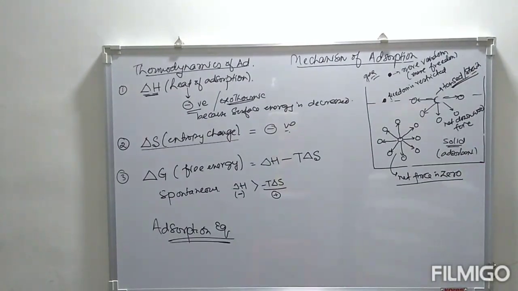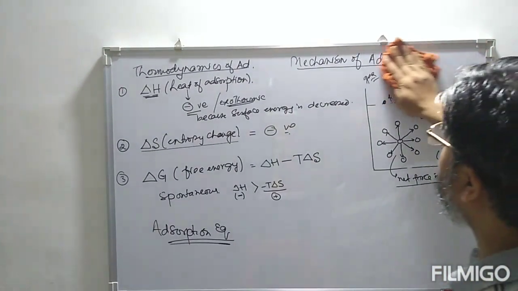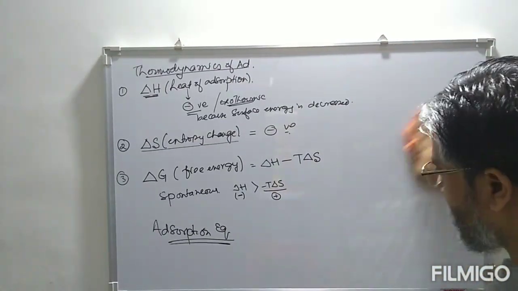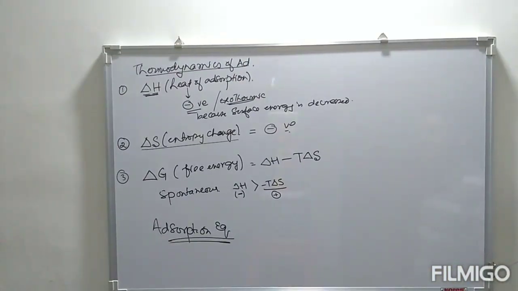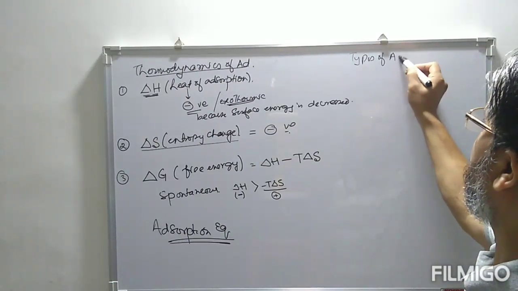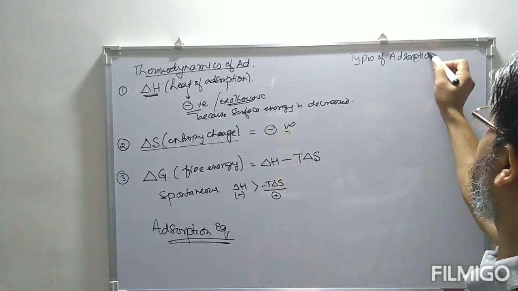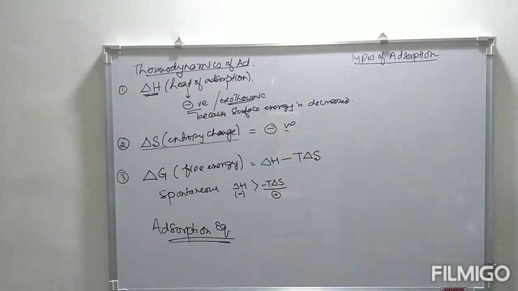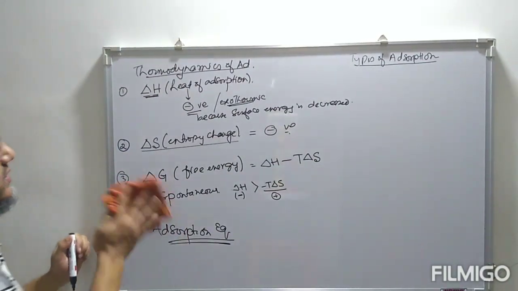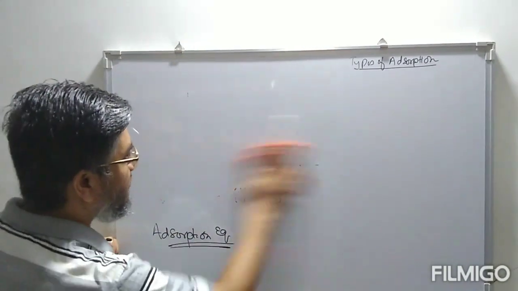Once we have this mechanism and thermodynamics of the adsorption process, let's define the types of adsorption that we often encounter in surface chemistry. Types of adsorption. So basically, adsorption is of two types: chemical adsorption and physical adsorption. Now let's see what is chemical adsorption and what is physical adsorption and the basic difference between these two.